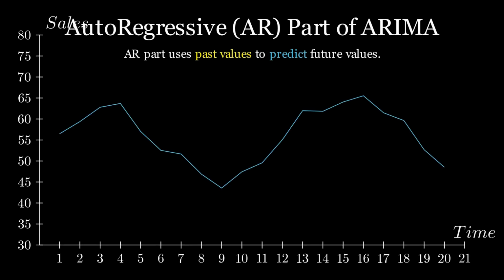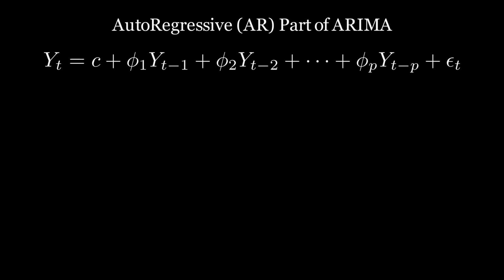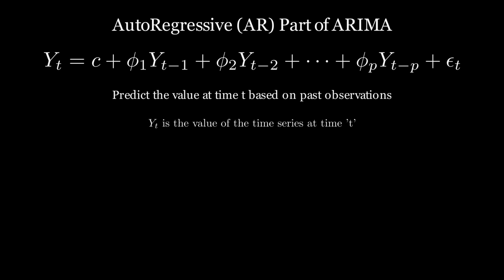First we start with the autoregressive part of ARIMA. The AR part uses past values to predict future values, as we saw before. Let's say in this example, we are choosing 5 different past values to predict the future value yt. And let's see how this is done using a mathematical expression. Well, yt can be predicted using the expression given here, and we can see it has taken p past values to predict the value at time t.